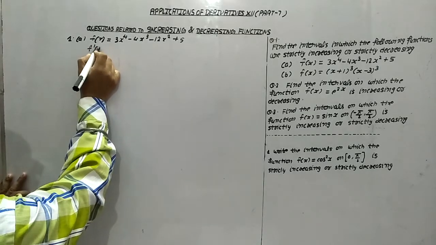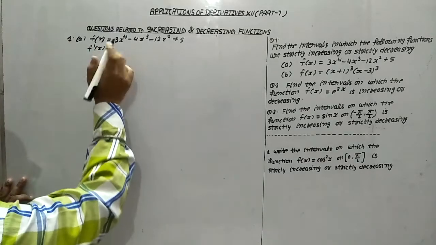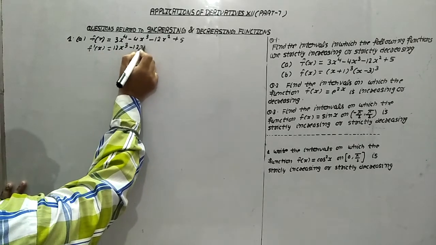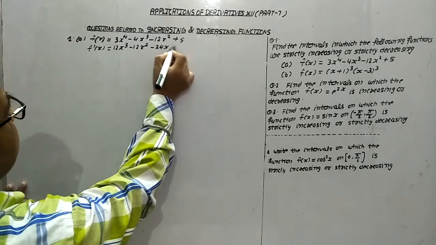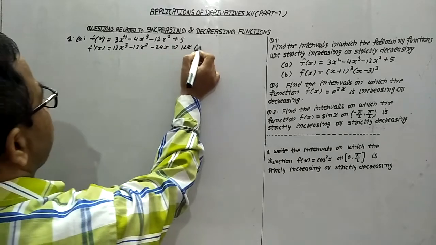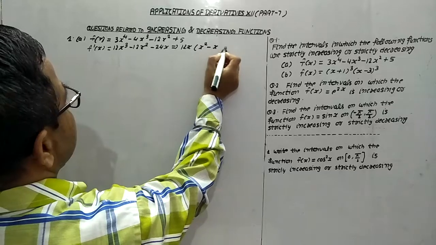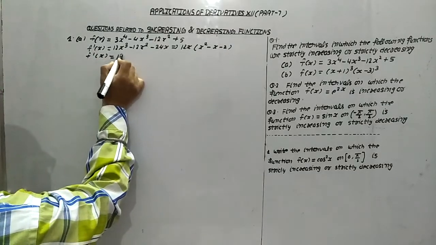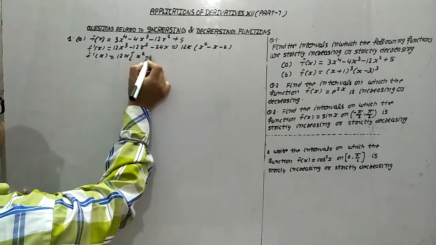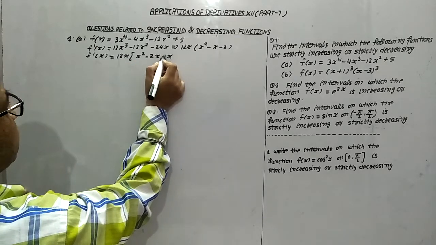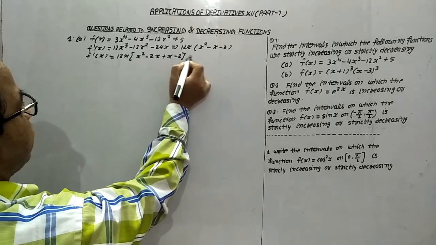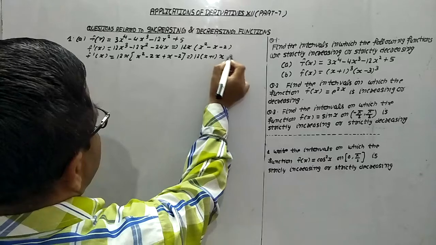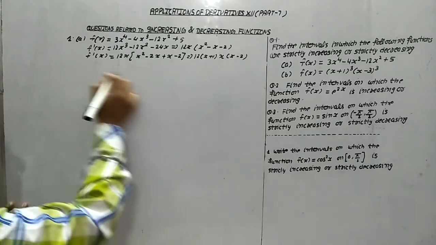First of all, we will find f'(x). This is the first question, part A. So f'(x) = 12x³ − 12x² − 24x. It implies that 12x is common. What is left? x² − x − 2. So f'(x) = 12x(x² − 2x + x − 2), which becomes 12x(x + 1)(x − 2). So this is the part.